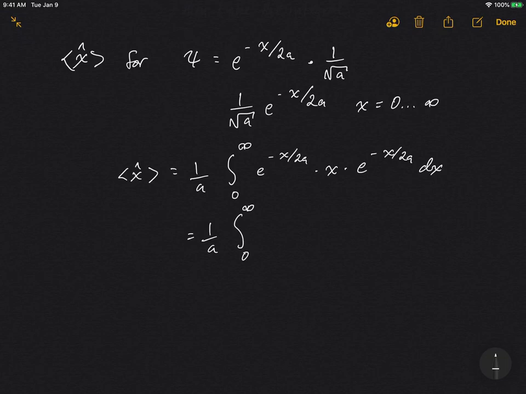Okay, so then combining the exponential terms together, we get e to the minus x over a, because when you multiply exponential functions together, you add the arguments of the exponential. So we get e to the minus x over a, and then we can just put our x there, dx, integrate that. This is one of those integrals that you'll find in an integral table. And when you multiply all of this out, you end up with the expected average value for position being a, where a is some constant that we can think of as a decay length. And so this is saying that the average position is roughly one decay length for an exponential decay.